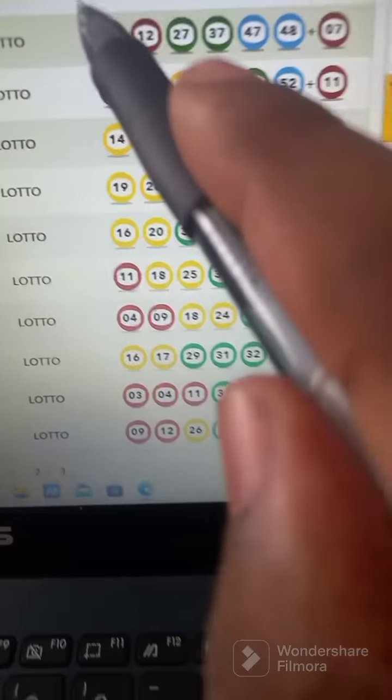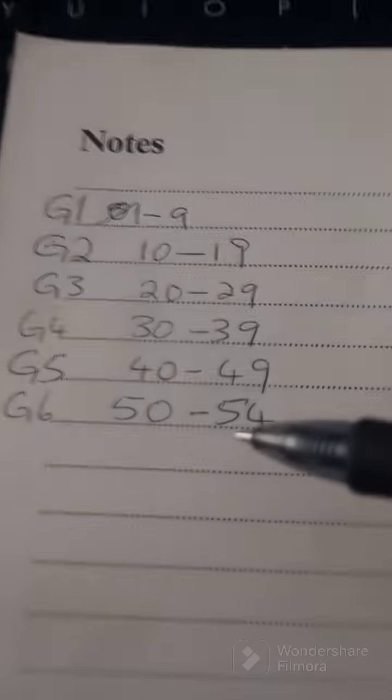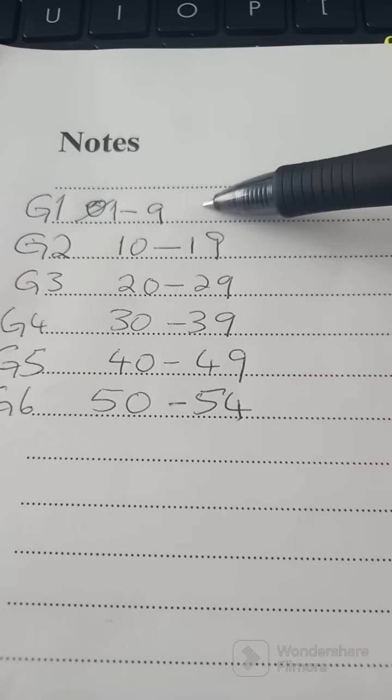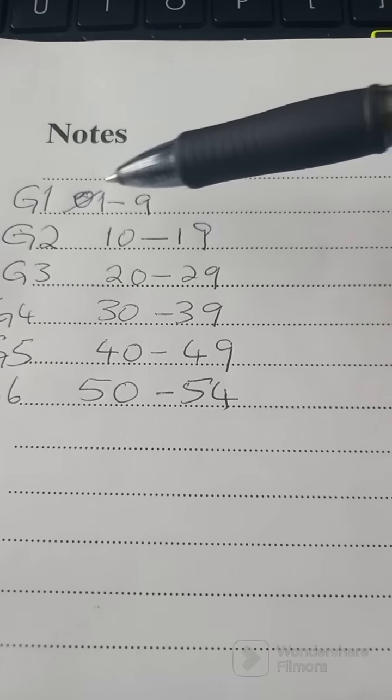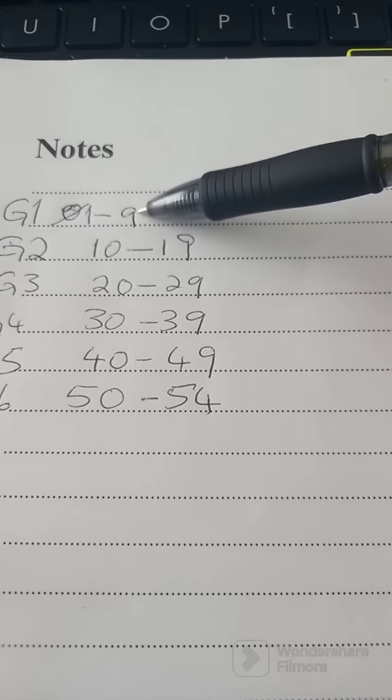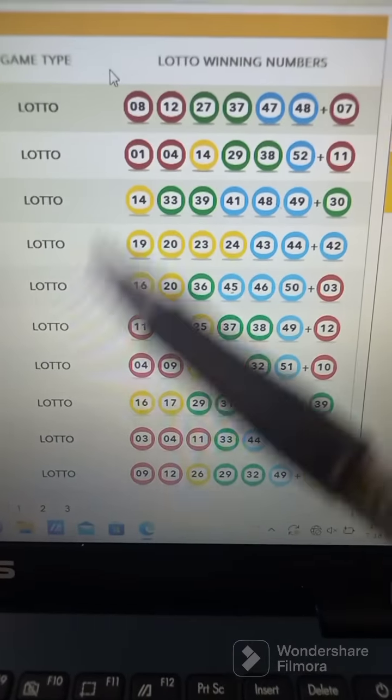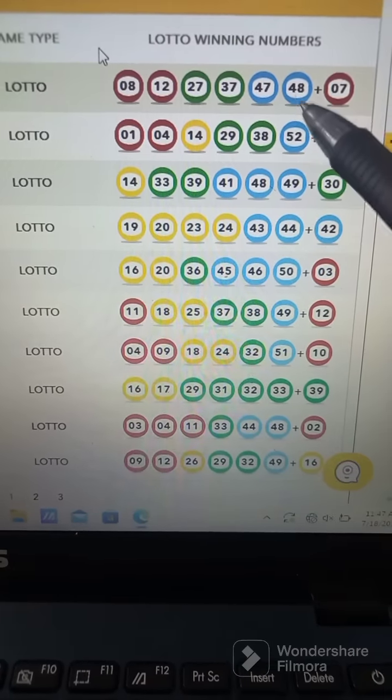Number 8. Number 8 is coming from which group? Group number 1, because it starts from 1 up to 9. So in group number 1, they picked one digit. That was 8. So let us check. Is there any other number that comes from that group?